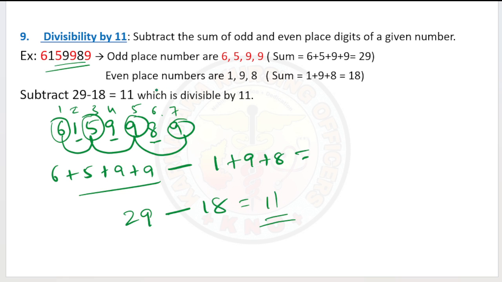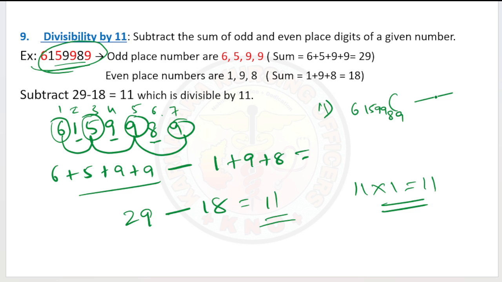So 11 is divisible by 11. Yes, 11 ones are 11. So then we can say that this complete number is divisible by 11. Instead of doing simple division with 1 5 6 1 5 9 9 8 9, it will take a long time to solve. If you follow this rule, it will take less time.